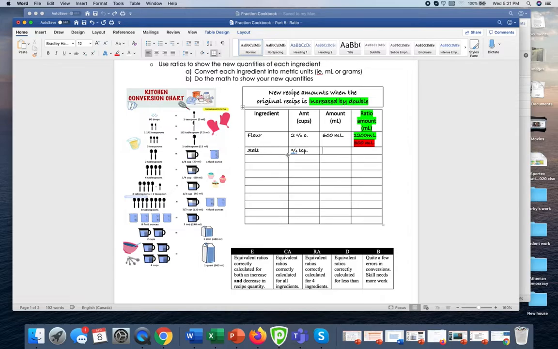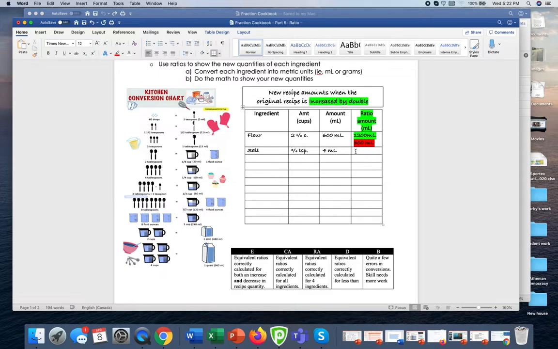3/4 teaspoon. So I know that half a teaspoon is up here. That's kind of a really tricky one. Half a teaspoon would be 2.5 mils. So if we're doing 3/4 teaspoon, I'm just going to say it's going to be 4 milliliters. That's going to be super close.